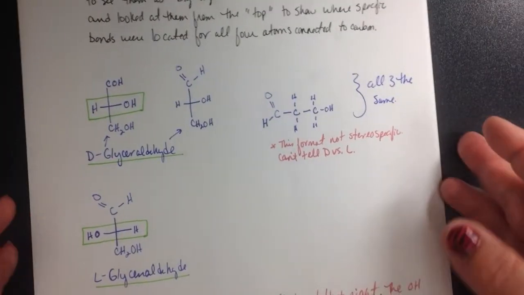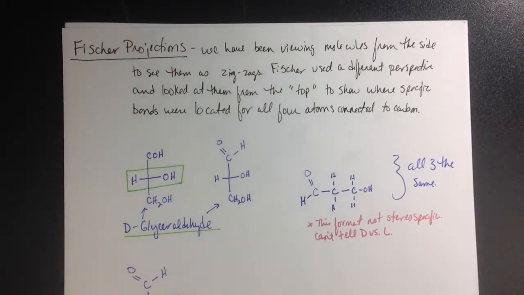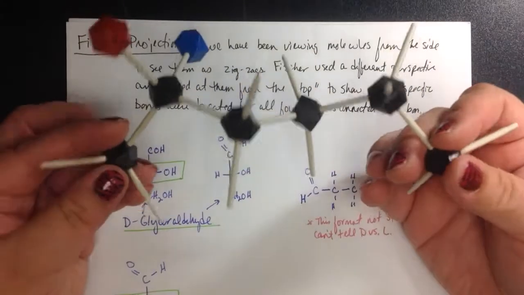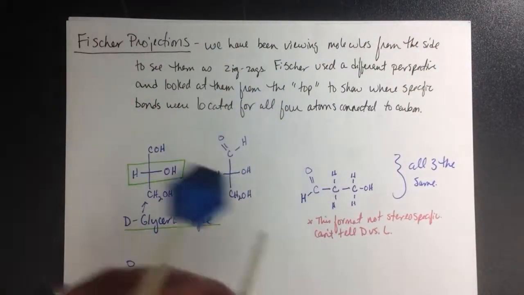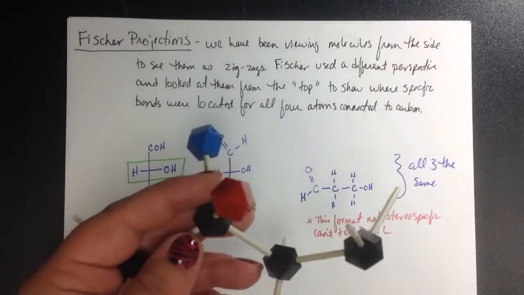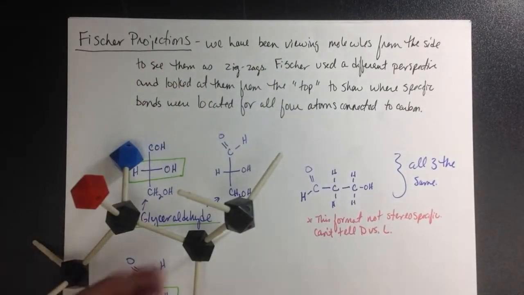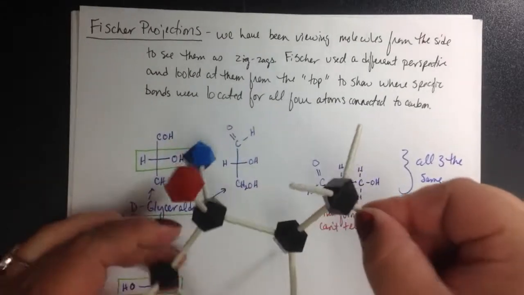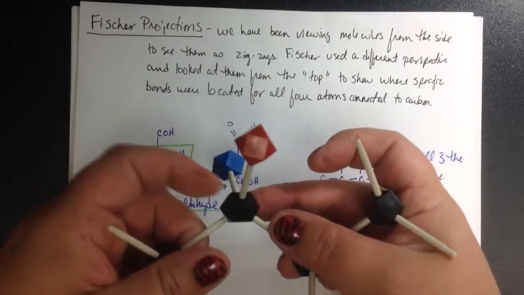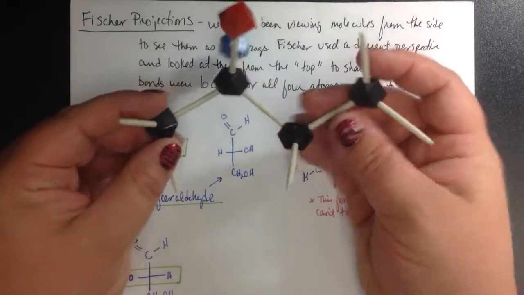Okay. Let's talk about Fischer projections now. Fischer projections, we've been looking at things so far like carbons in a chain, right? Let's simplify this a little bit. And we've been doing things like zigzaggies on purpose. Let me put back this guy right here. Because really, we've been looking at it from this perspective.